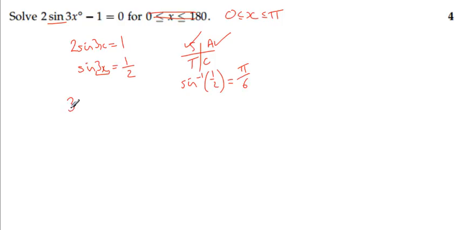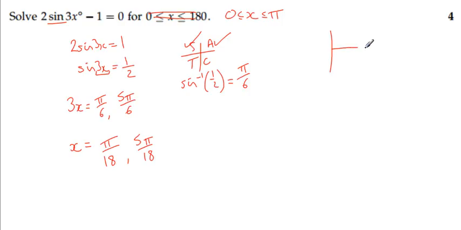So that means 3x is equal to pi over 6, or in the second quadrant, it'll be pi take away pi over 6, which is 5 pi over 6. And then dividing by 3 to isolate the x, we've got an extra factor of 3 in the denominator now, so it's pi over 18 and 5 pi over 18. So you've got your first two solutions for this problem.